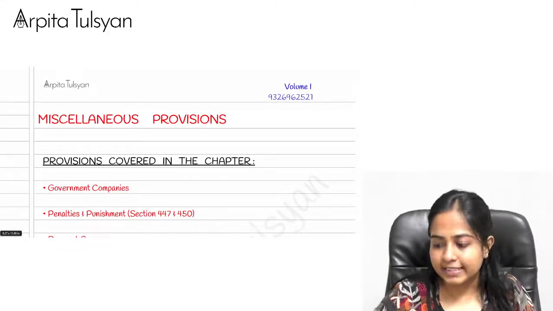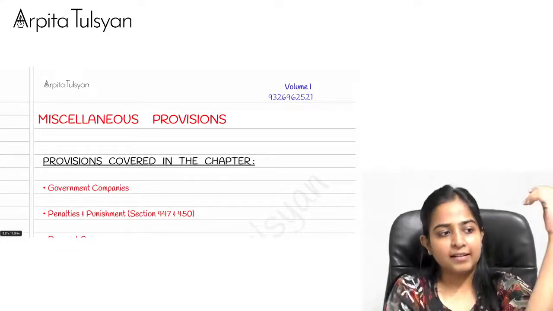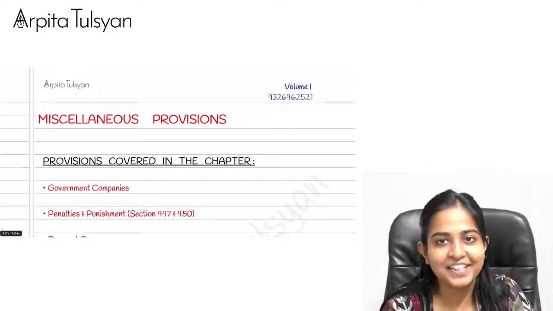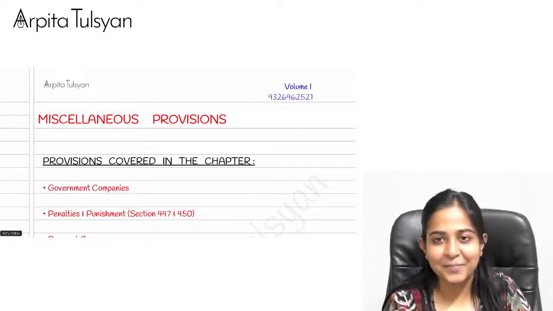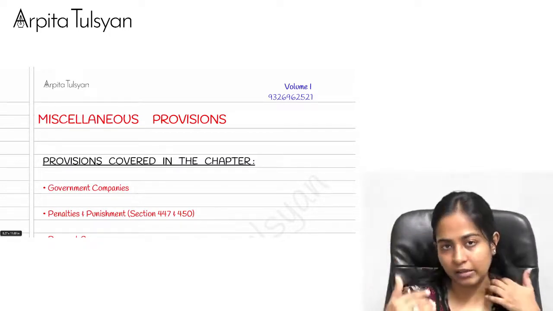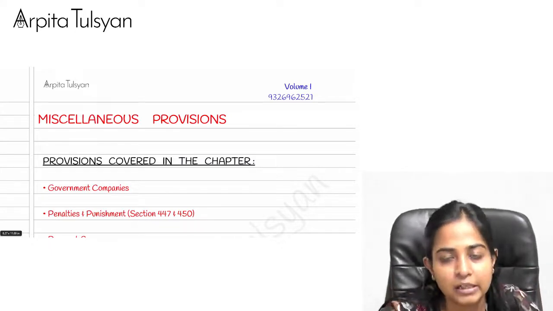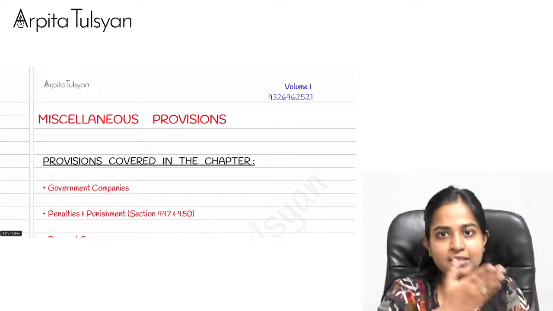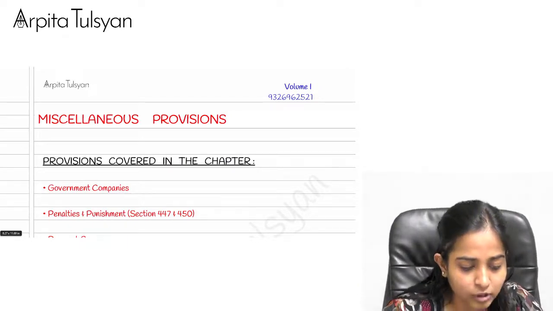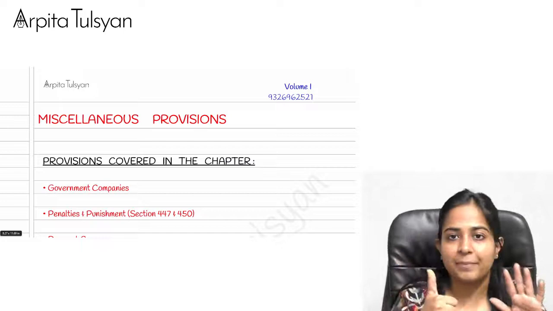Okay, so then let's start with a new chapter, miscellaneous provisions. The name is miscellaneous, but the chapter is not a miscellaneous chapter. It has too many topics, too many concepts to be included therein, and we have divided the chapter into those many parts. We have divided the chapter into 6 parts.